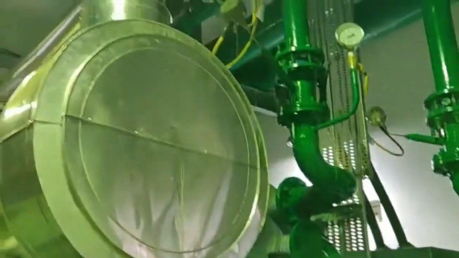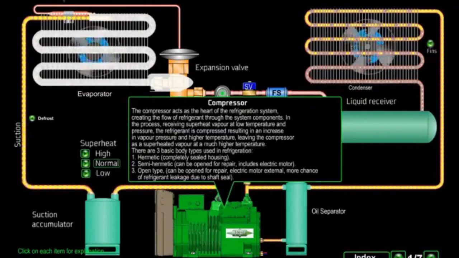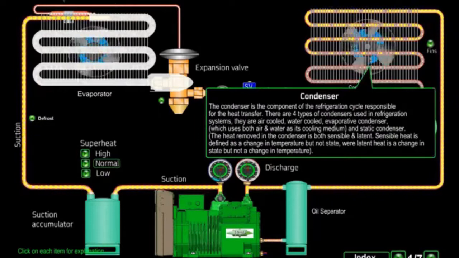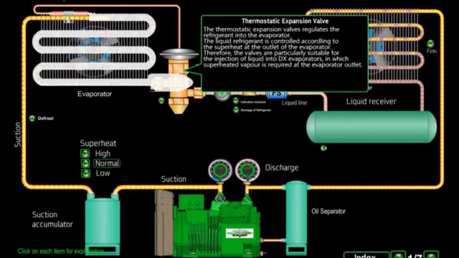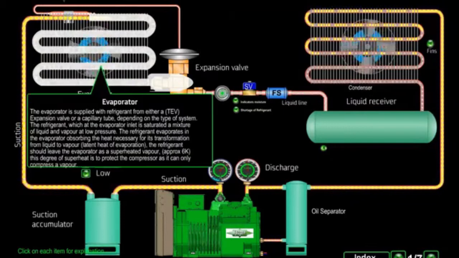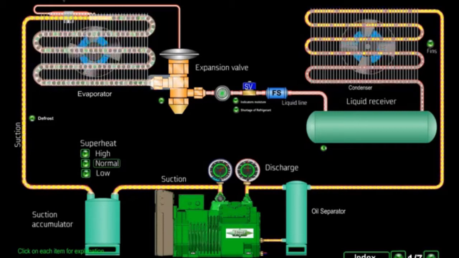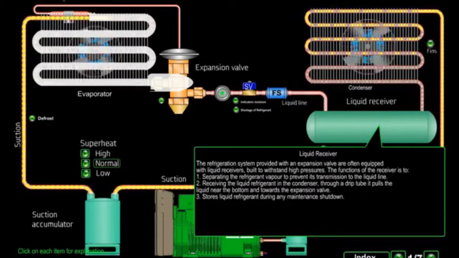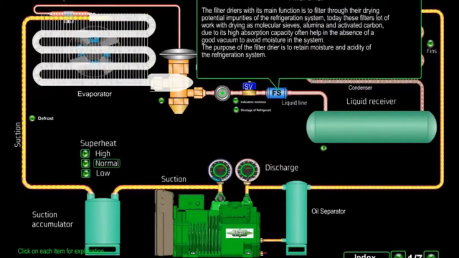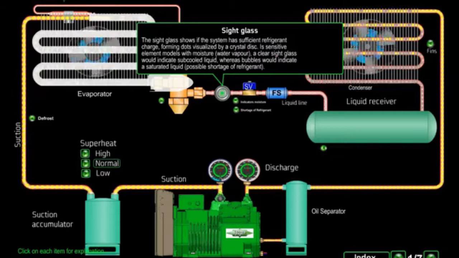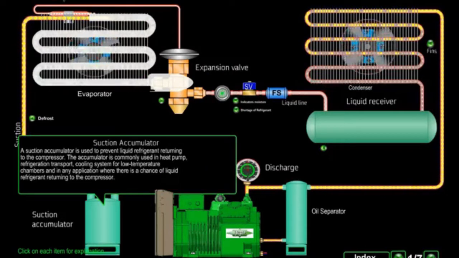Refrigeration may be defined as lowering the temperature of an enclosed space by removing heat from that space and transferring it elsewhere. The vapor compression refrigeration system involves four main components: compressor, condenser, expansion or throttle valve, evaporator. Besides the main components, additional devices are equipped into the system: oil separator, liquid receiver, filter, sight glass, suction accumulator.